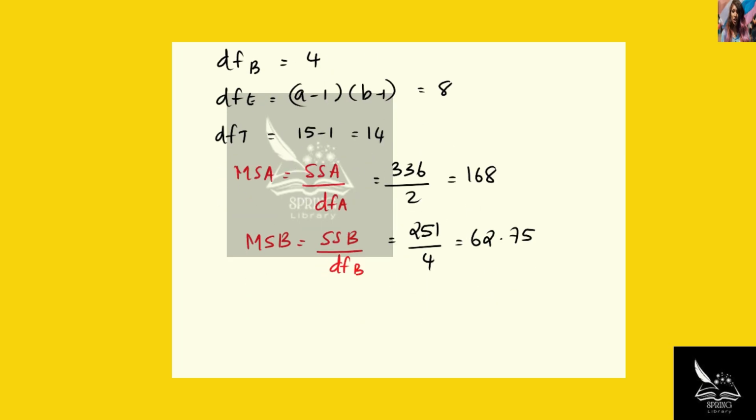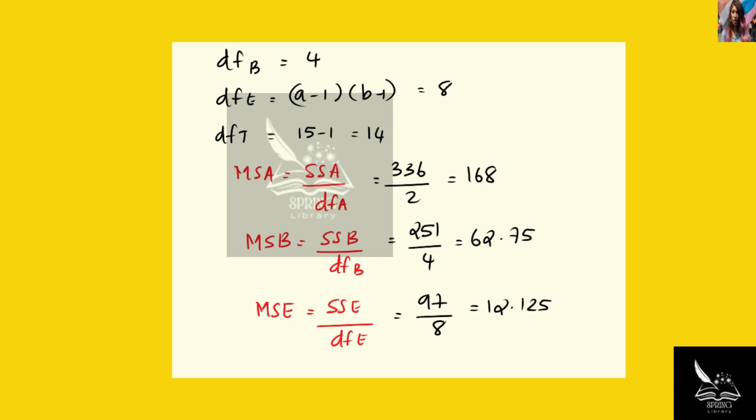Mean square for the variability due to error is calculated as MSE is equal to SSE divided by corresponding degrees of freedom. On substituting the values, we will get it as 97 divided by 8, which is 12.125.